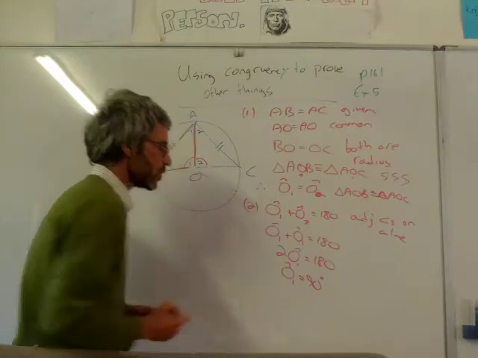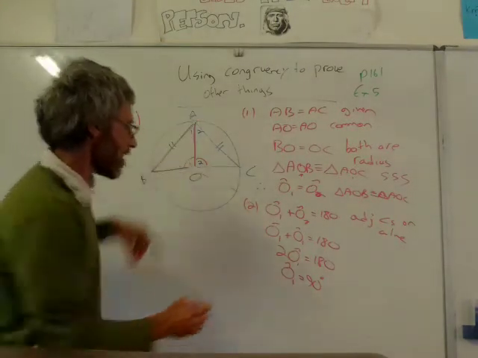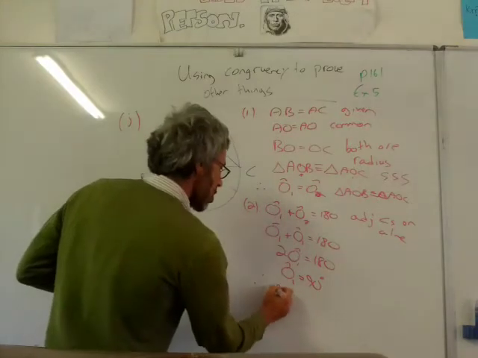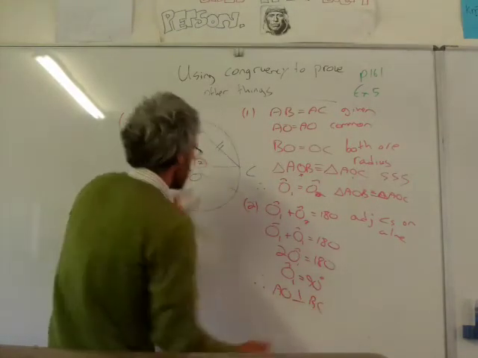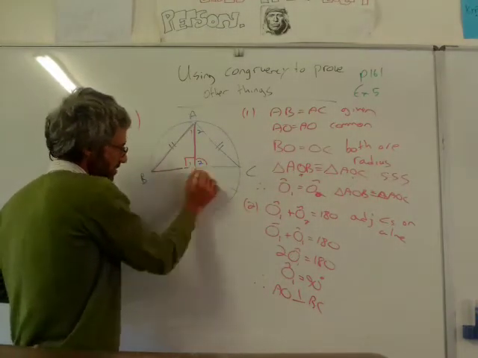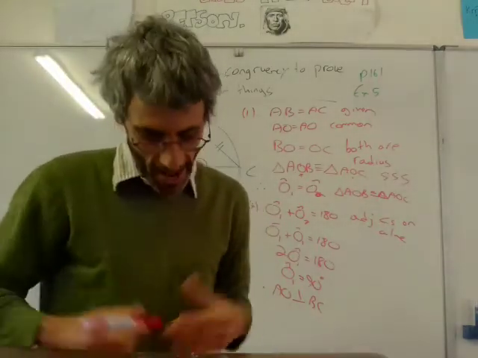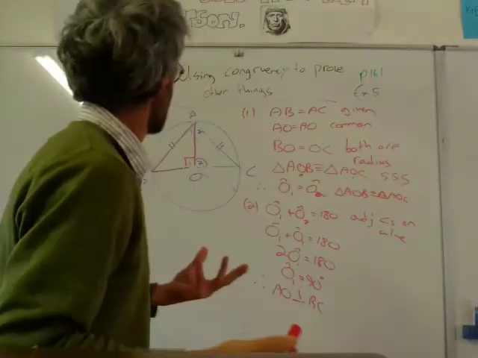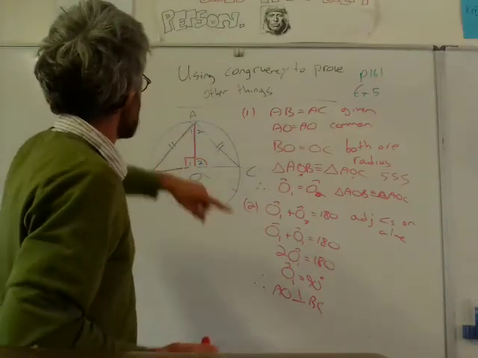Okay? So if O1 is 90 degrees, then therefore AO is perpendicular to BC. And the last question they asked me is to show that triangle ABC is 90 degrees.